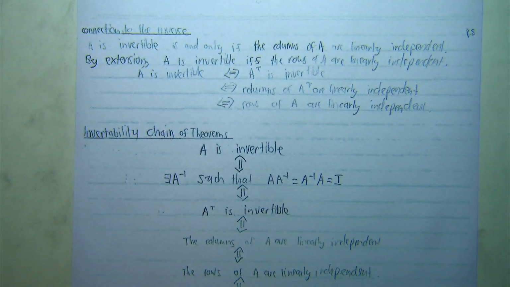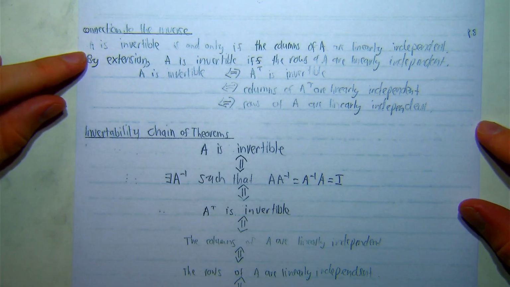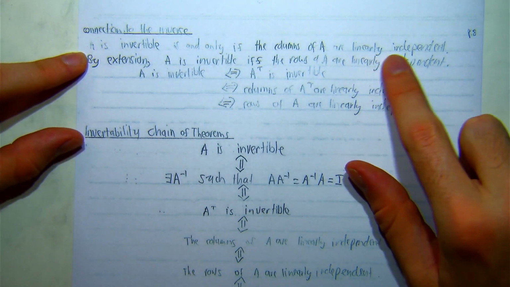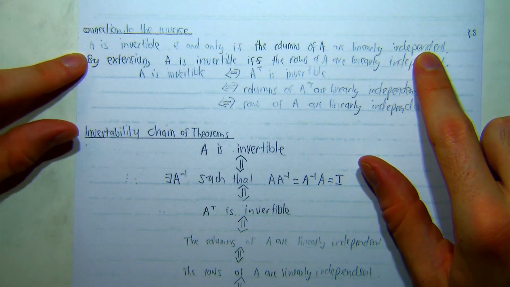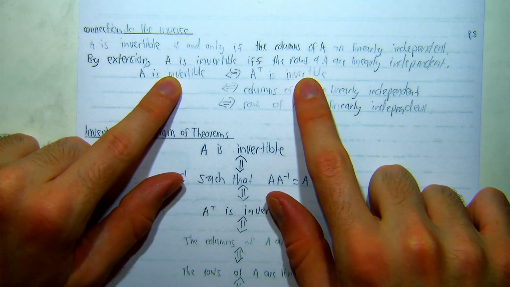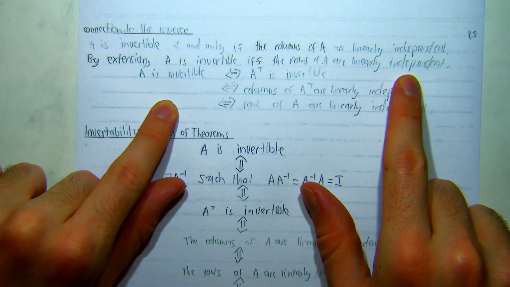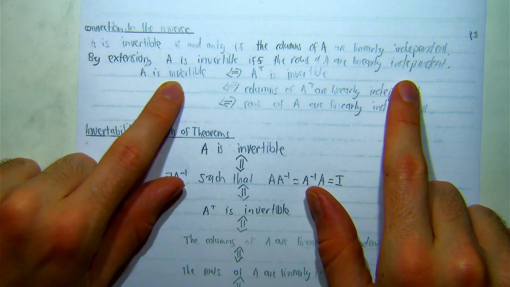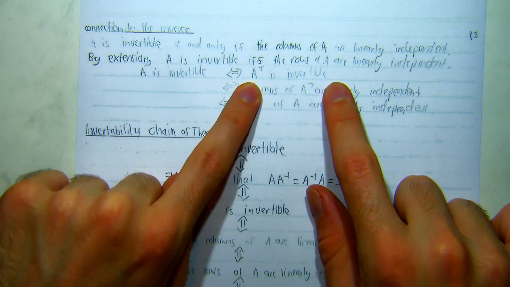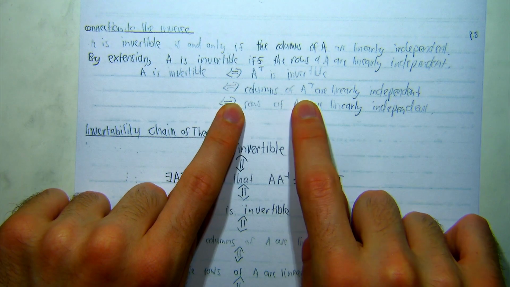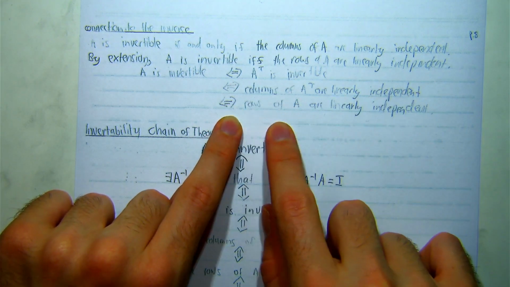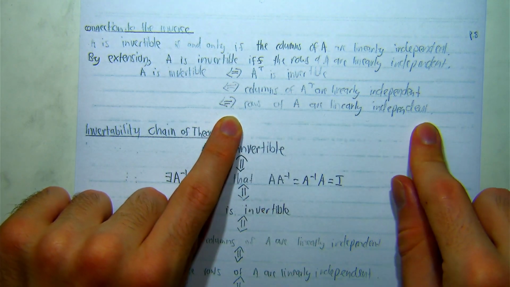Okay. There's actually more ways that you can show this as well, and that is a deep connection between linear independence of vectors and inverses and invertibility. So I'll just finish with a comment about that. A matrix A is invertible if and only if the columns of A are linearly independent. And by extension, A is invertible if and only if the rows of A are linearly independent. So A is invertible if and only if A transpose is invertible. The columns of A transpose are linearly independent, which means the rows of A are linearly independent.